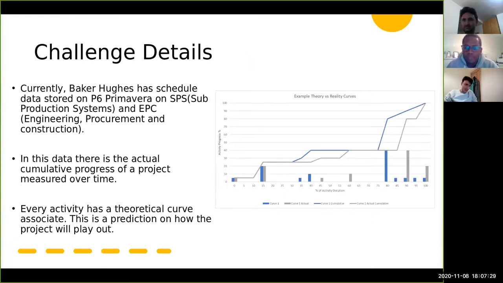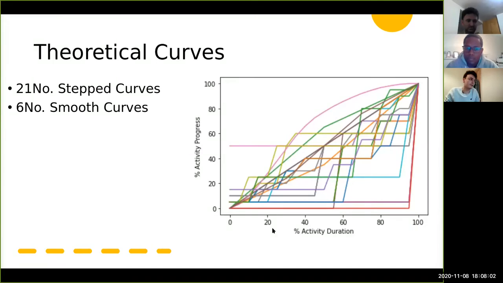So, essentially, we have data from P6 Primavera, and it basically stores the actual percentage progress of a project over time, as you can see plotted on the grey line. And essentially, Baker Hughes has several theoretical lines which the project should be working along according to data from previous projects, which can be seen in the blue. This is 27 of the theoretical curves. 21 of them are smooth and 6 are not smooth.